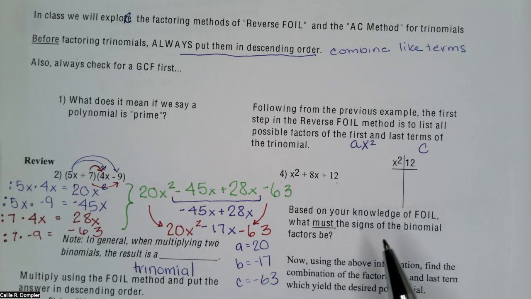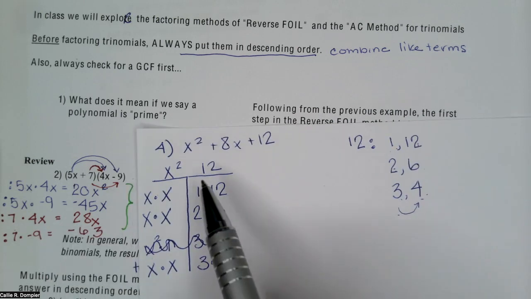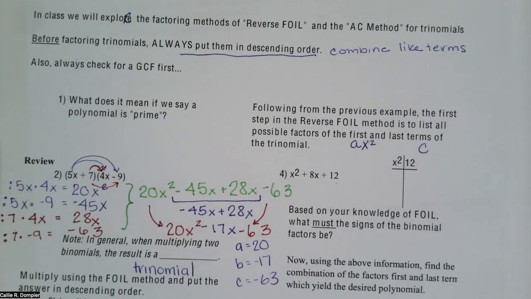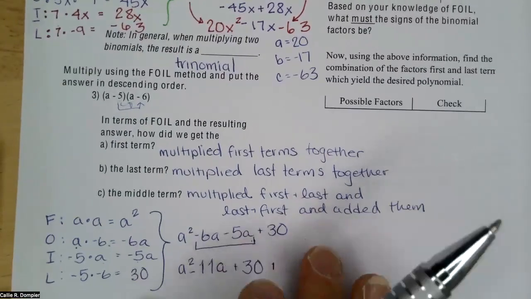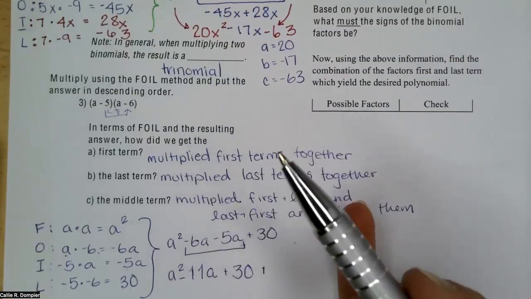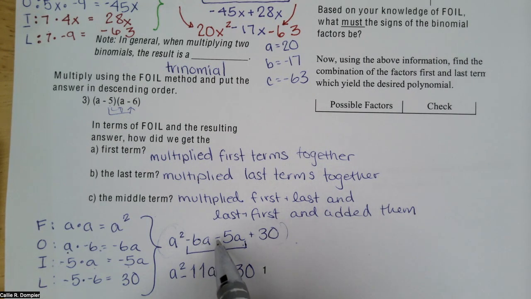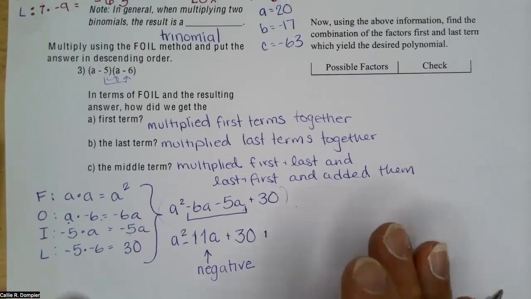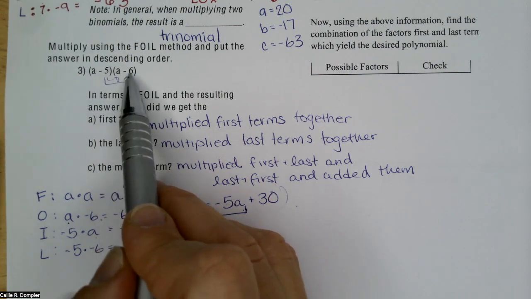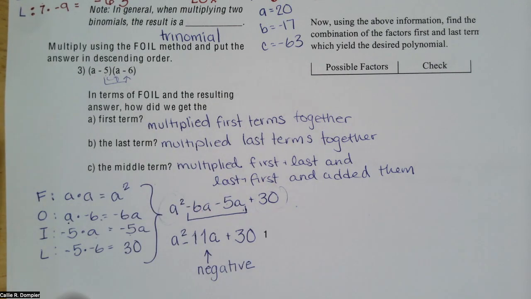Based on what we know about FOIL, what must be the signs of the binomial factors? So again, we have x squared plus 8x plus 12. What did we do down here? Multiply the first terms together, you get this one. Multiply the last terms together, you get this one. Multiply the first and the last, and then added them, right? So if that number is a negative, that means that my factors are negative, right? If that number is positive, my factors are positive, right?